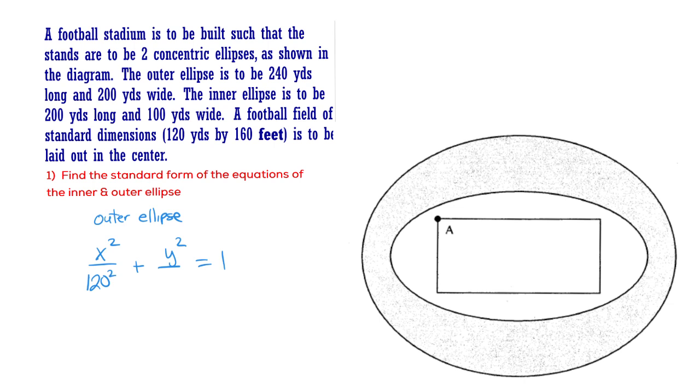Then it tells me that it's 200 wide. So that means from here, the whole thing is 200. From the center, I'd be going up and down 100. So my denominator is 100 squared. Now you can multiply those out, it'd be fine. I'm going to leave it like that for now.